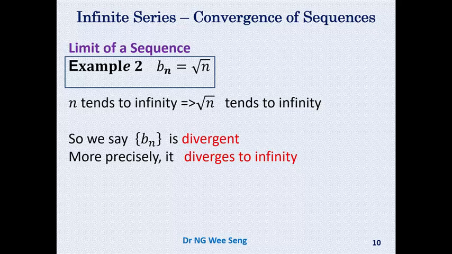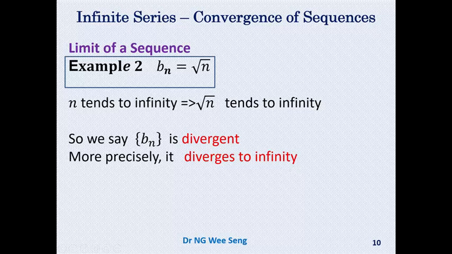Let me show you an example of a sequence that does not converge to any finite real value. This is an obvious example. The sequence equal to square root of n. Now when n is very large, so is the square root of n. So because this sequence doesn't converge to a finite real value, we say that the sequence is divergent. So divergent is the opposite of convergent. We can be more precise since we know the sequence tends to infinity. So we can also say that this sequence diverges to infinity.